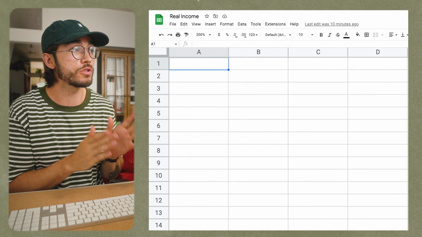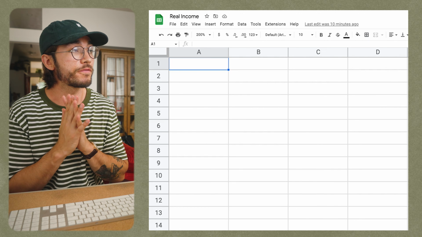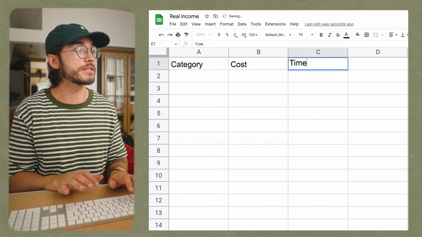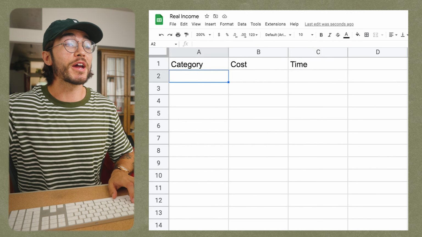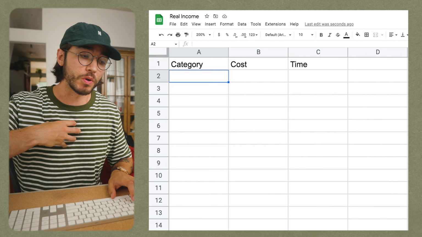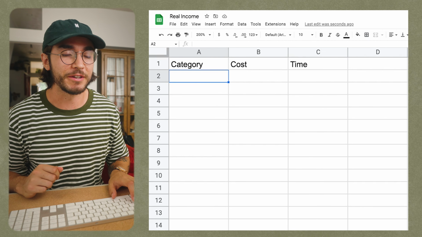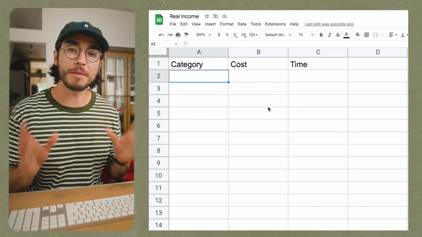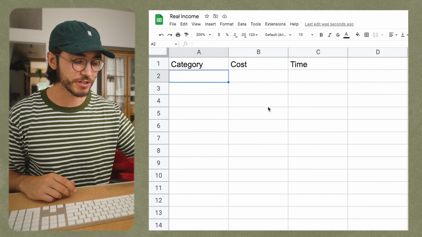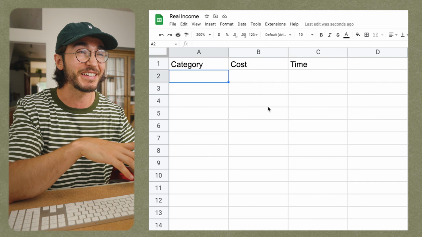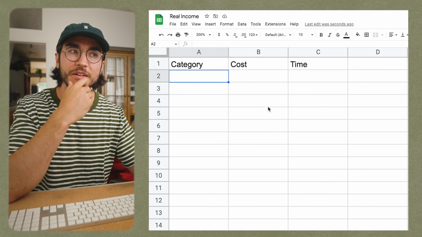So in a fresh new sheet, I want you to set up the following headings: category, cost, and time. To fill this out, I'm going to be using myself as an example when I was but a young man. I still am a young man, but a younger man, I suppose. I'm going to be doing this based off of the first year I worked in corporate finance down on Bay Street in 2017, I believe that was.